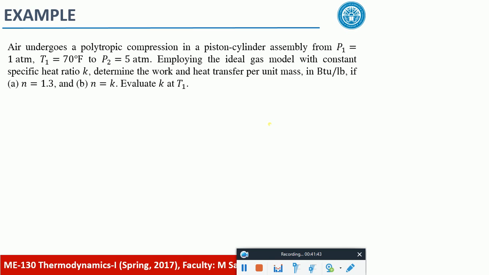So it says air undergoes a polytropic compression. So whenever you see the word polytropic, you should straight away think about PV raised to power n equals constant. Okay. In a piston cylinder assembly from P1 equals 1 atmosphere, T1 equals 70 degree Fahrenheit, to P2 equals 5 atmosphere.